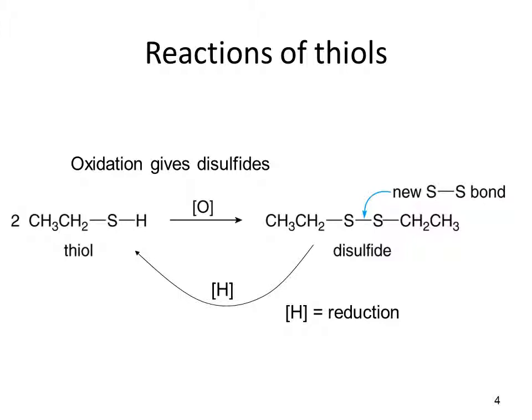Right here is a thiol. This is ethane thiol. And you can see that when it's oxidized, it does not undergo a reaction like the primary alcohols, but instead it causes two thiols to join together in a disulfide. So two ethane thiols, when oxidized, become a disulfide with a sulfur-sulfur linkage, and when it's reduced, it goes back to the thiol.